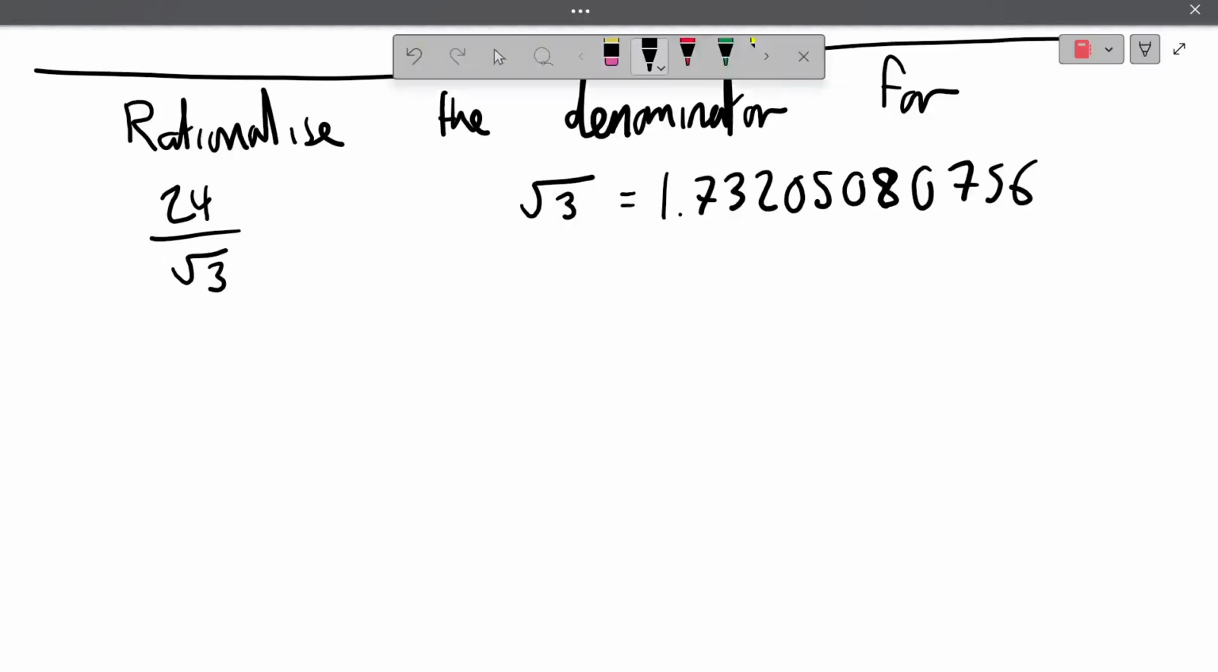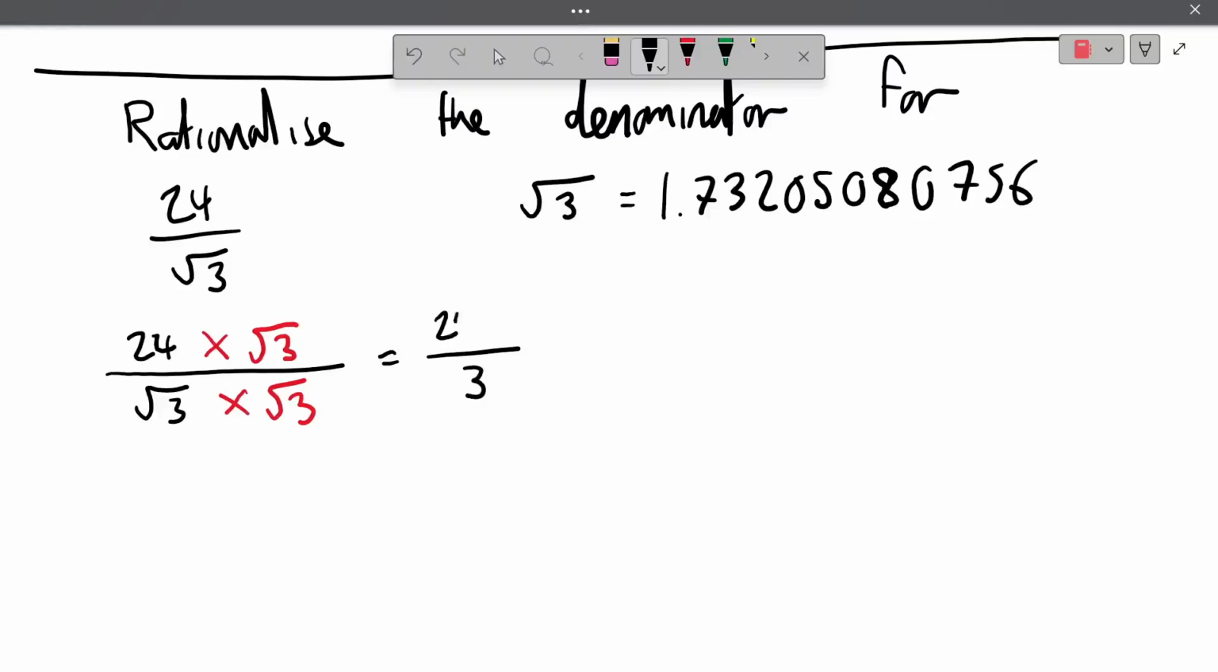Let's have a little look at this question. I'm first going to just rewrite 24 over the square root of 3. And what we need to do is get rid of that square root at the bottom of the fraction. And we can do that by timesing both top and bottom by root 3. So root 3 times root 3 at the bottom is just 3, and the top is 24 root 3.